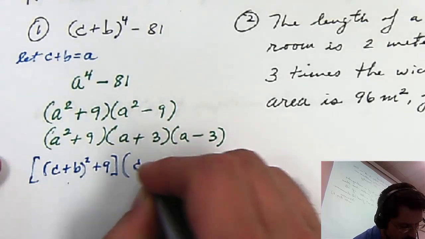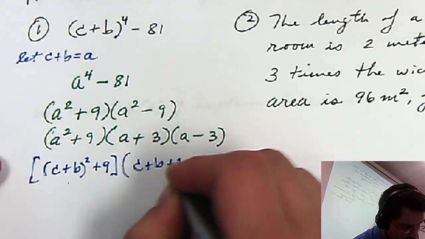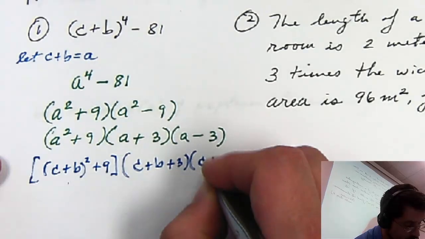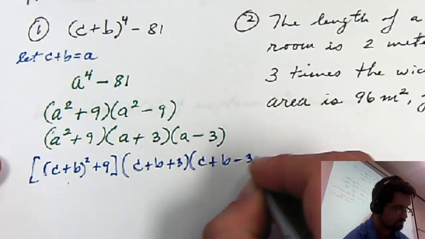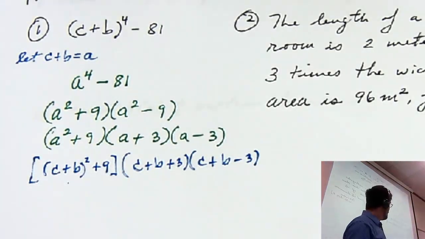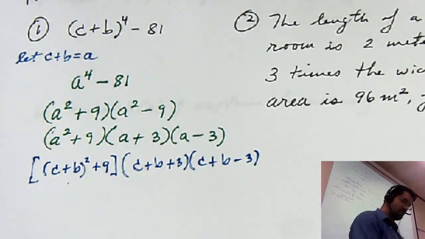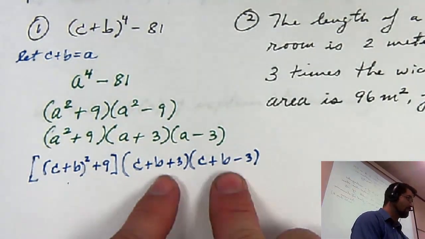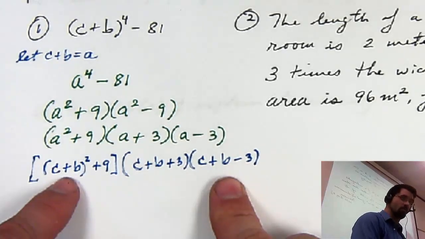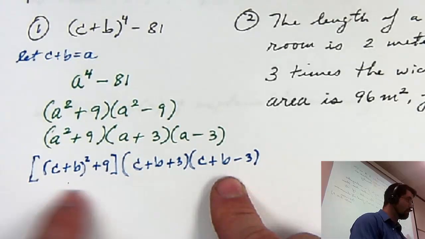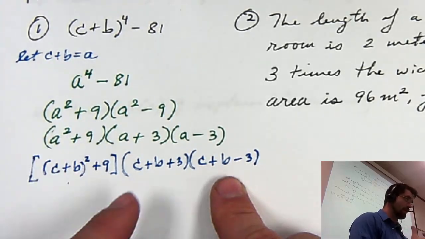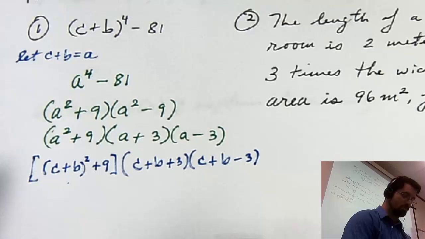I put the C plus B back in. I put the C plus B back in. And this part here is fine. This part here is fine. I can't do anything more with those. But I generally don't want to leave a binomial squared inside a term. I want to square it out and write it long form.